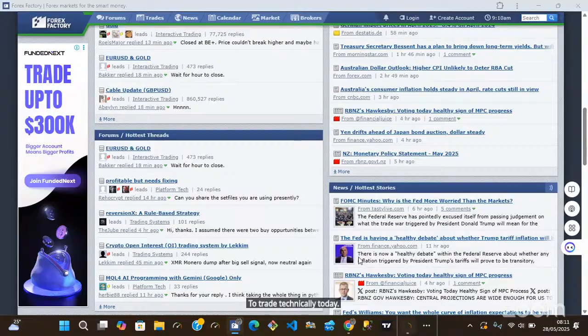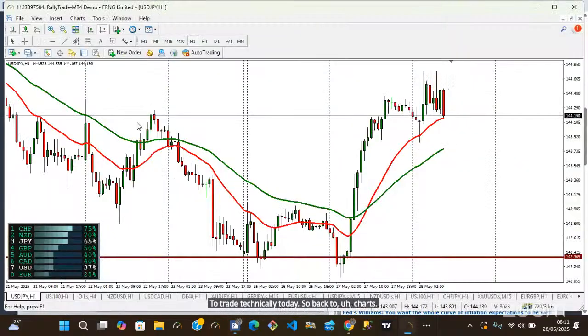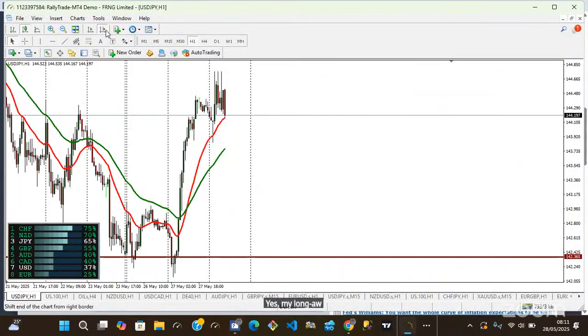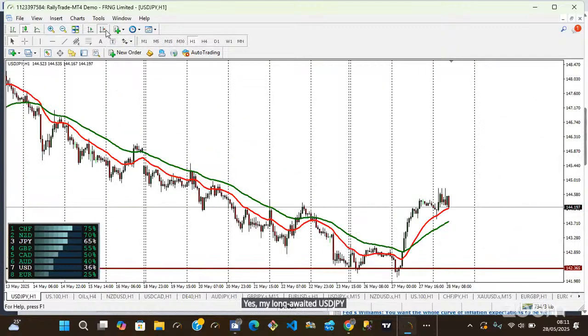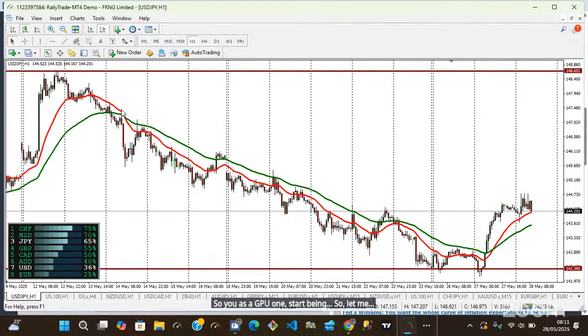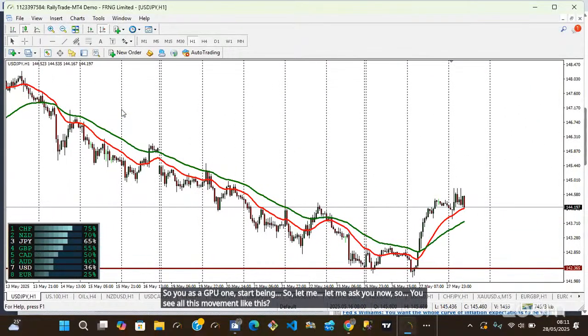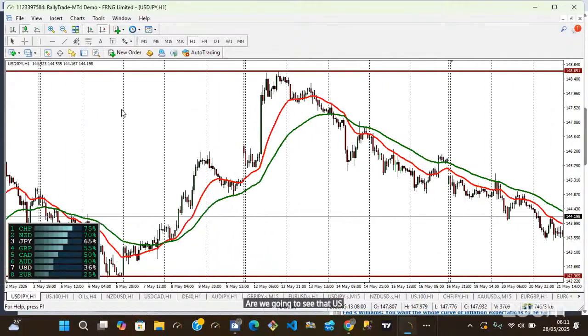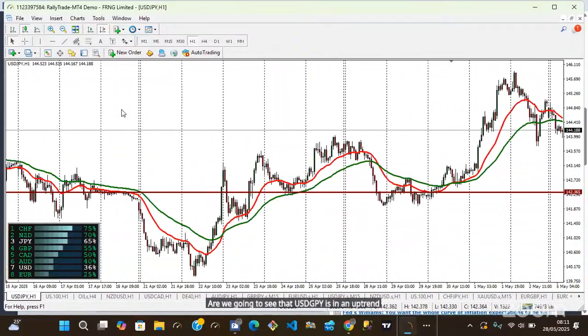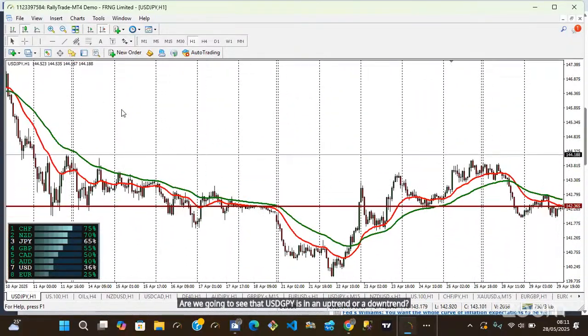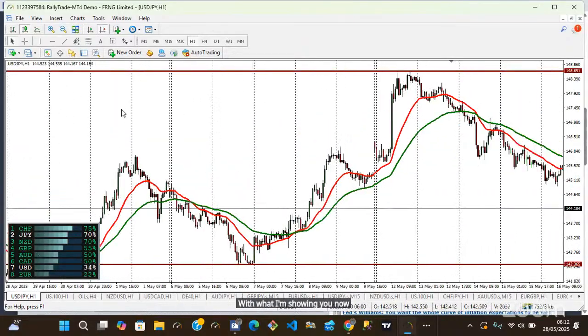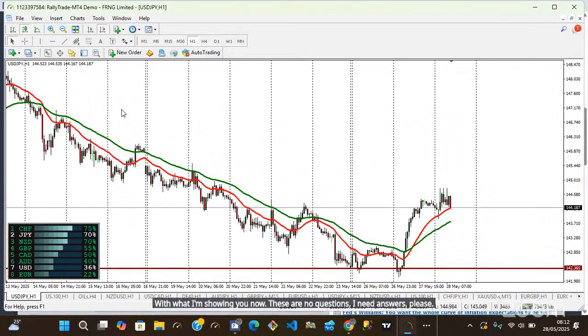So back to our charts. Yes, my long-awaited USD JPY is finally playing out the way we wanted. So let me ask you now: you see all this movement like this. Are we going to say that USD JPY is an uptrend or a downtrend, with what I'm showing you now? This is an open question. I need answers, please. Uptrend or downtrend?